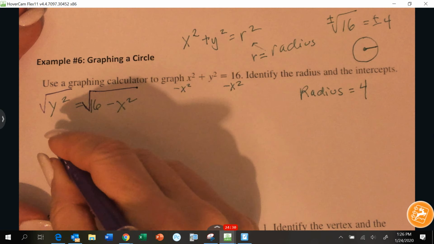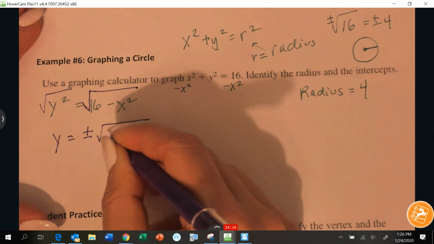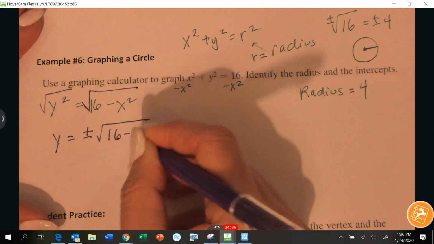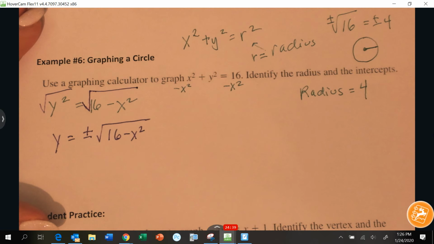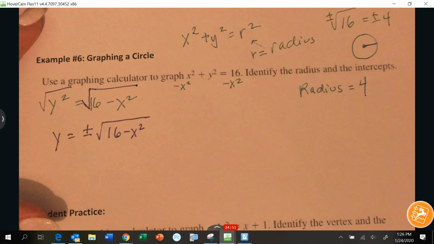So when we square root, I heard someone say plus minus the square root of 16 minus x squared. Do not square root the 16 and x squared to get 4 and x. Do not do that. It's not correct. How? I'll show you. Please. I'll show you.